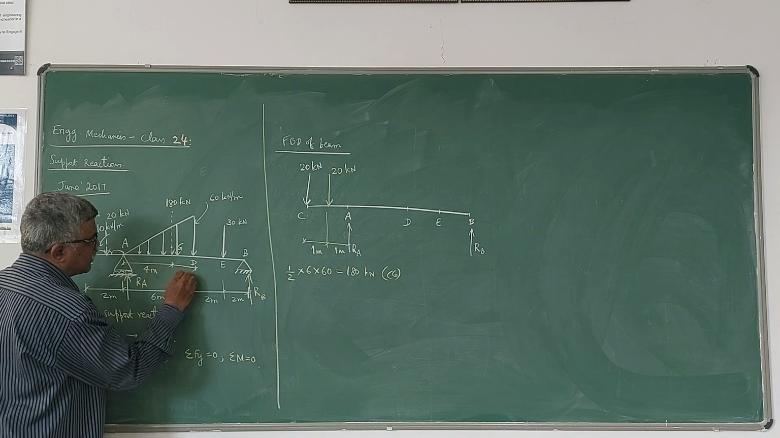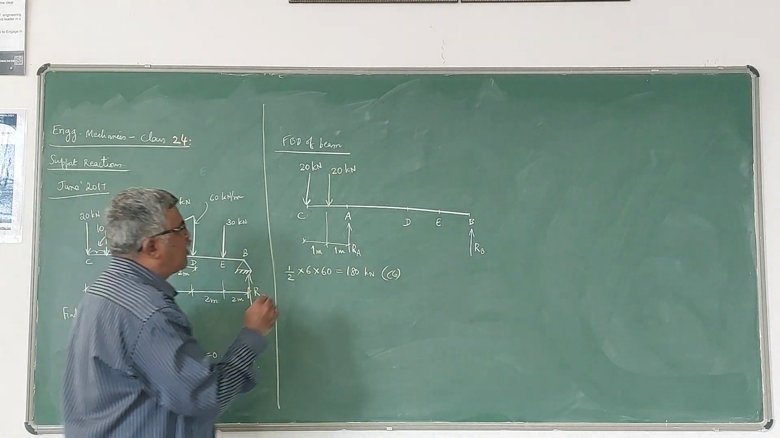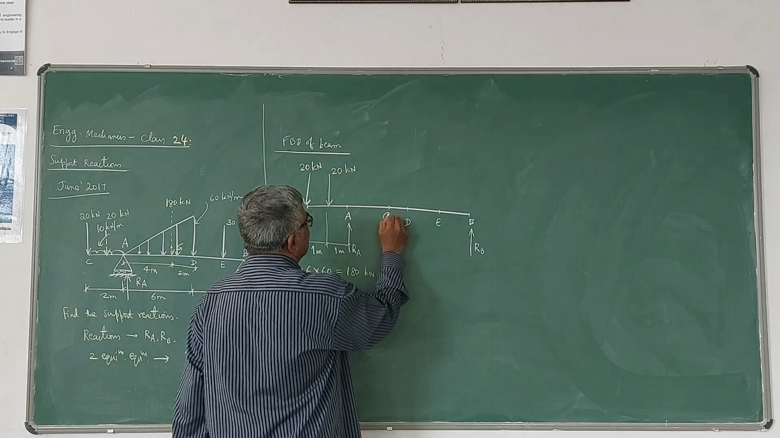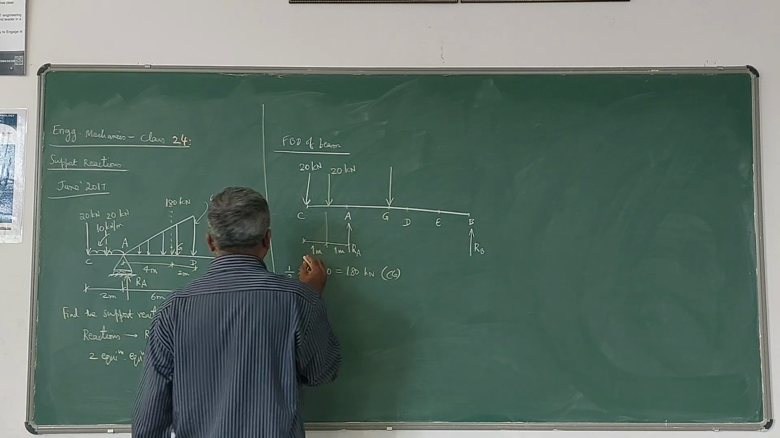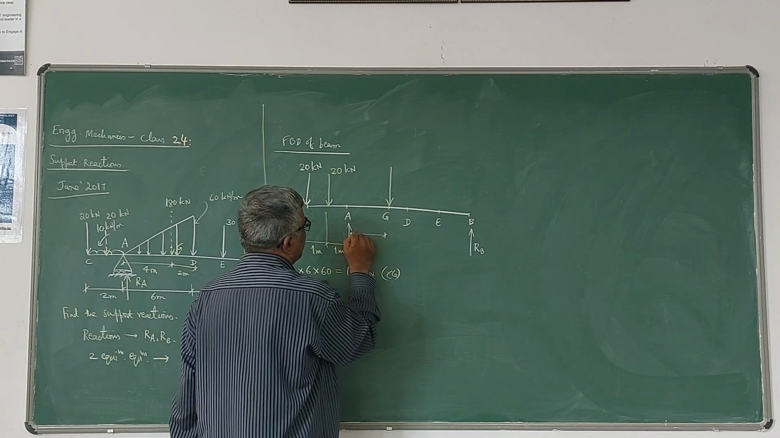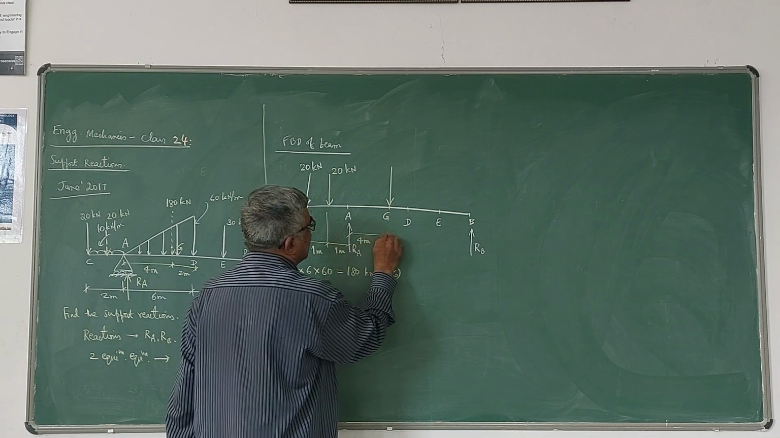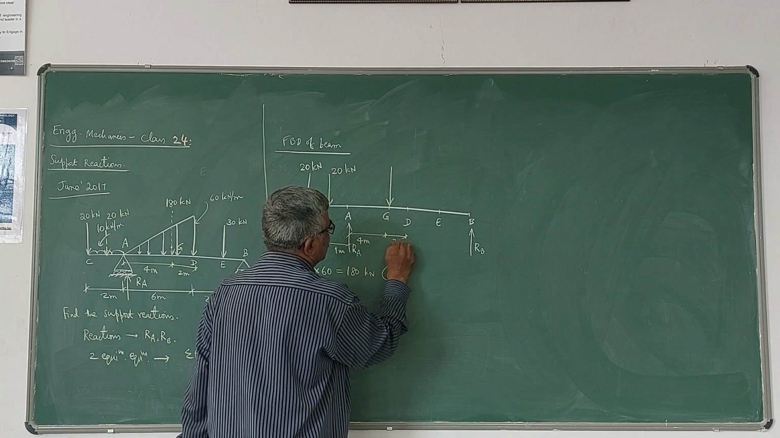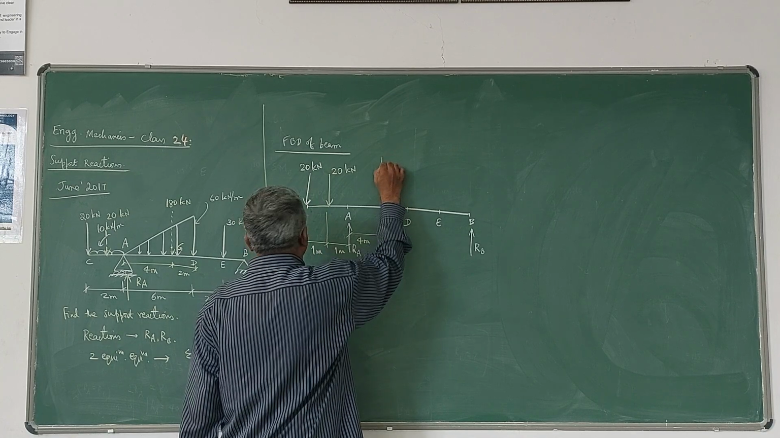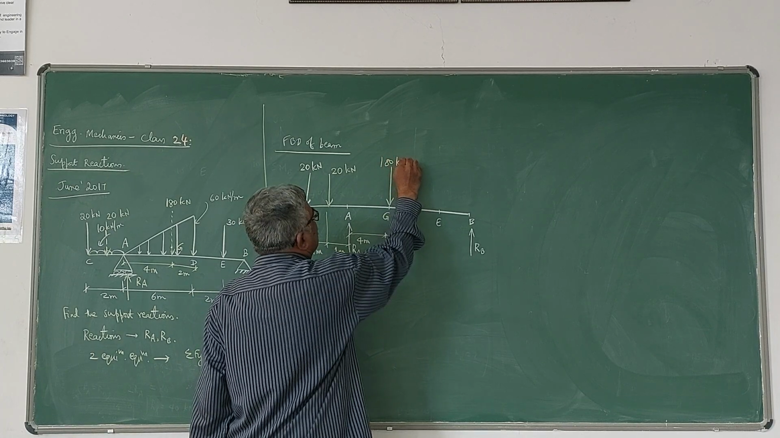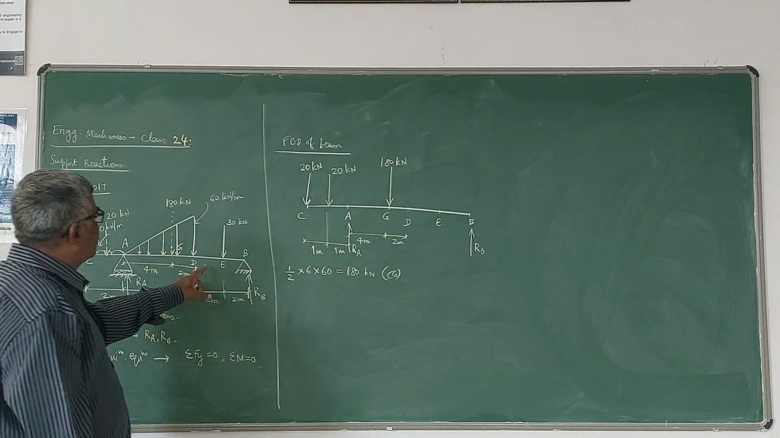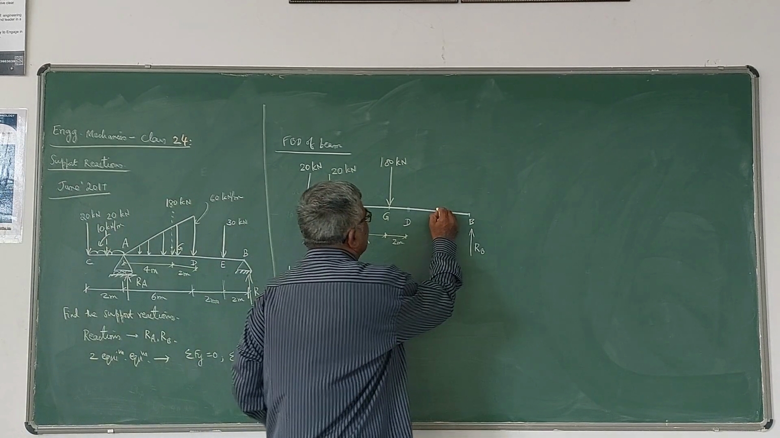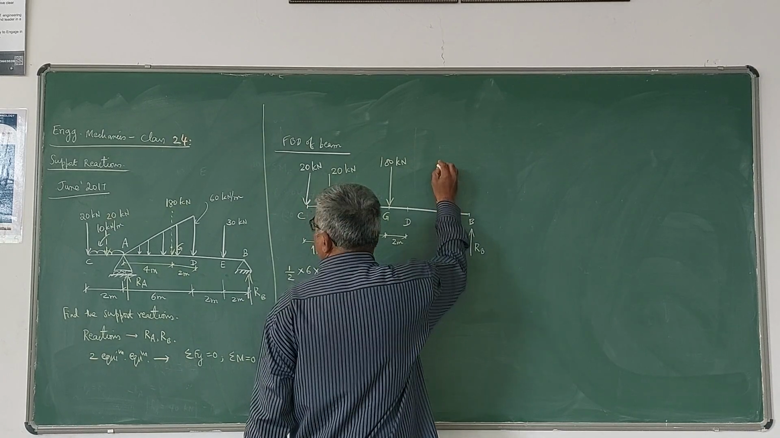1/3 of base is 2 meters. Now that means point G will be here. So you have to take that point G at a distance of 4 meters from A. This is very important, and from D it is 2 meters. So this is 180 kilonewton concentrated load.